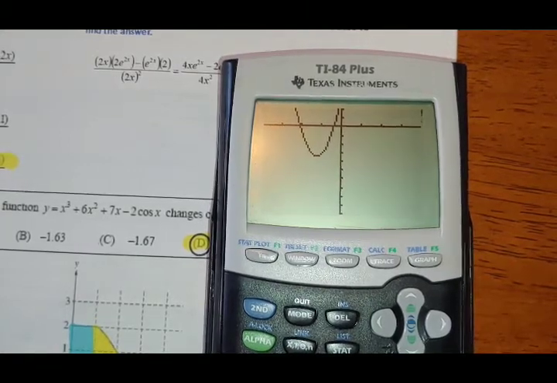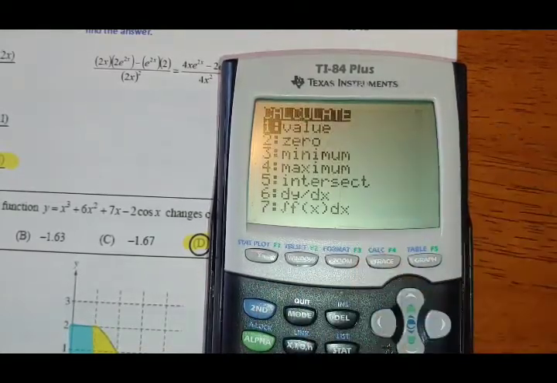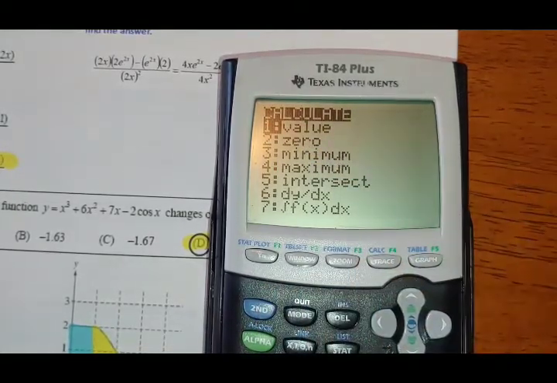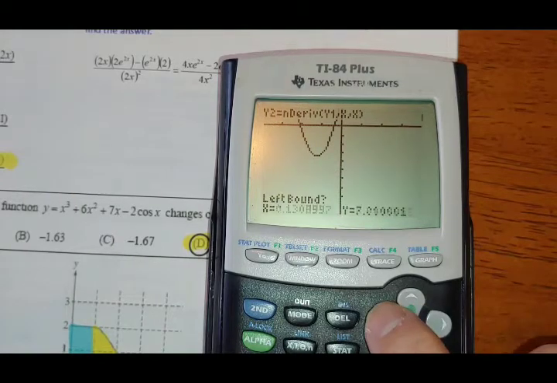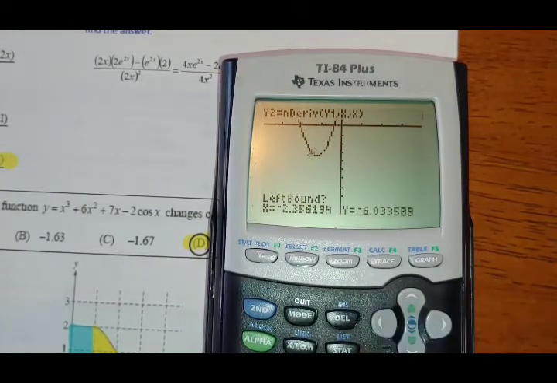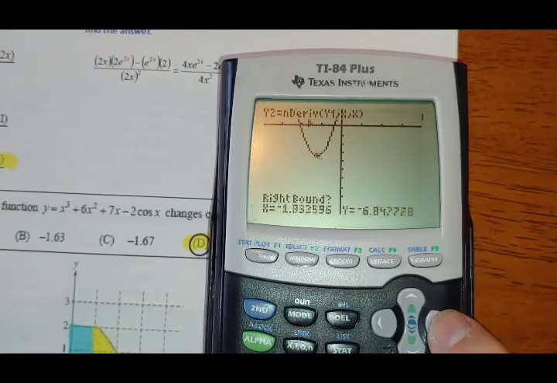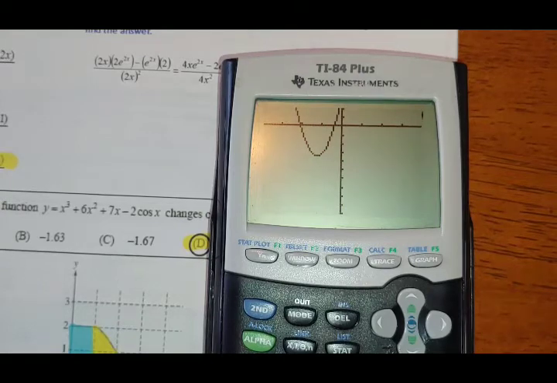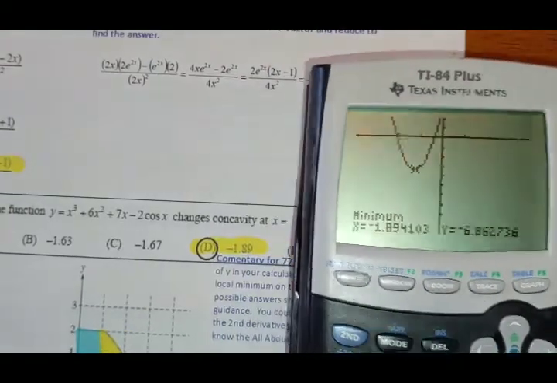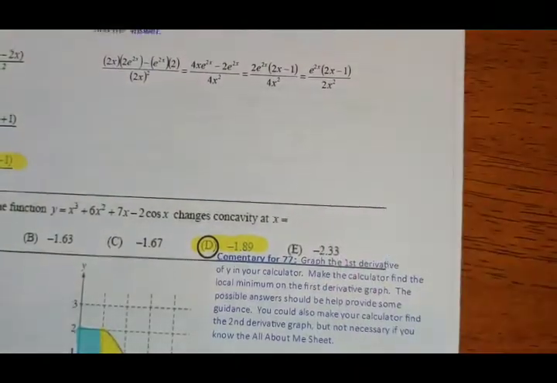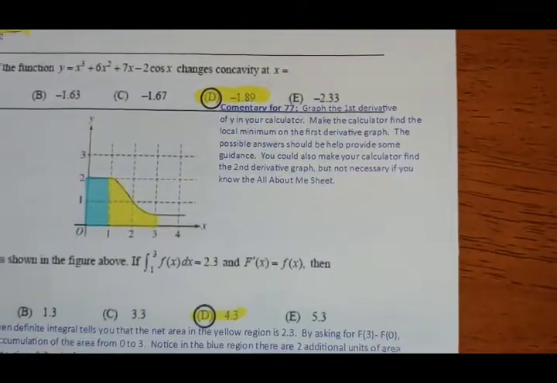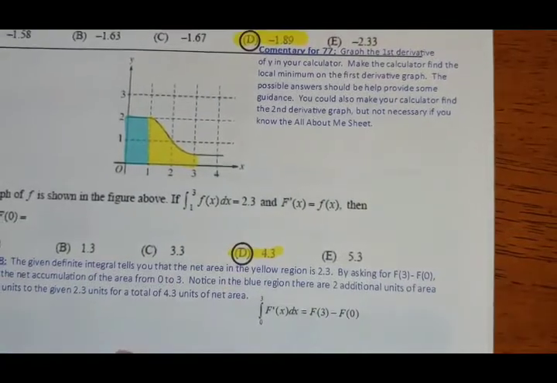And so I'm going to do a second calc. I'm going to select the minimum, 3. I'm going to move the cursor on the left side of the minimum, enter, to the right side of the minimum, enter, and I don't want to guess at my answer, so I see that the answer is going to be -1.89, which is D.